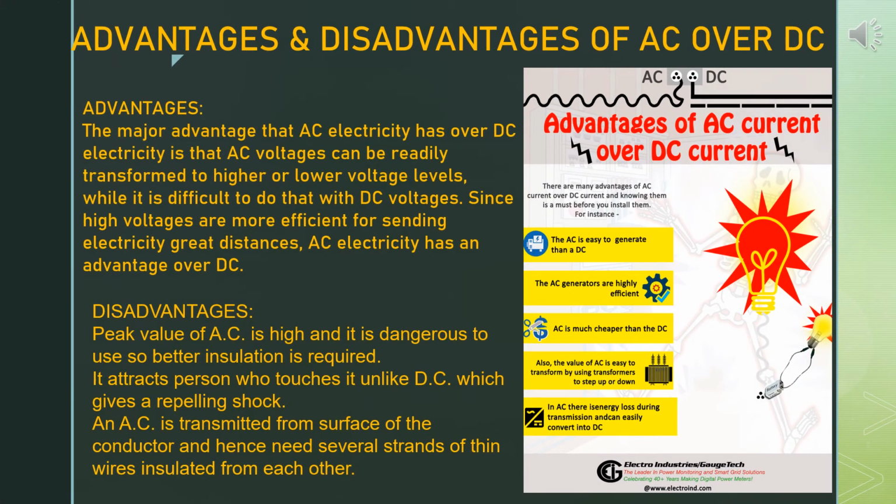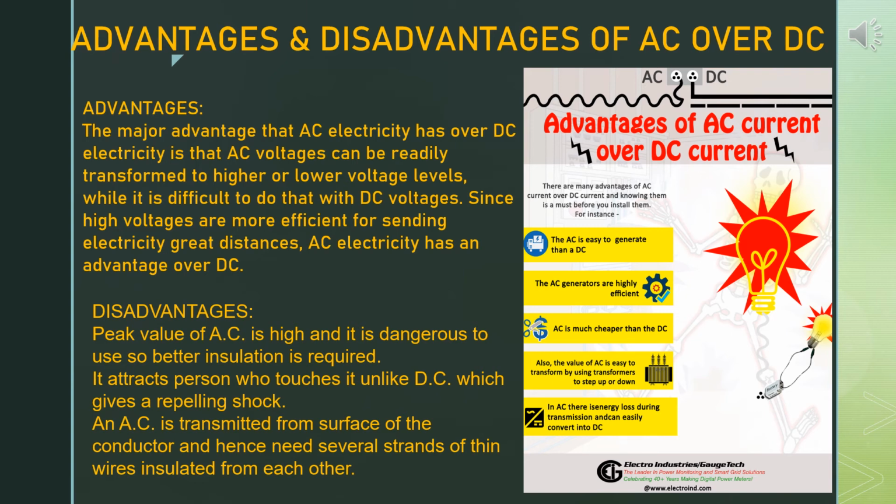Now, there are some advantages and disadvantages of AC over DC. First, I am explaining the advantages. The major advantage that AC electricity has over DC electricity is that AC voltages can be readily transformed to higher or lower voltage levels, while it is difficult to do that with DC voltages. Since high voltages are more efficient for sending electricity great distances, AC electricity has an advantage over DC.